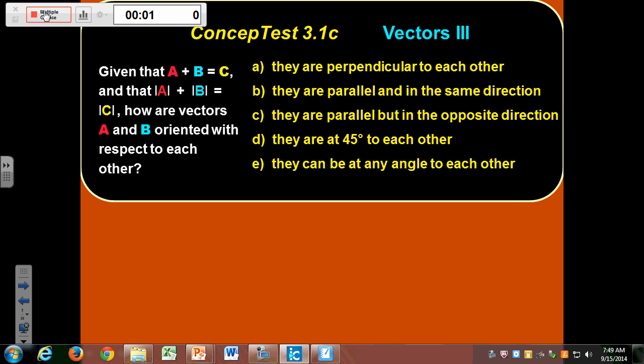Okay, let's try this one. First one's the vector sum. The second is the sum of the magnitudes, or the arithmetic sum. All right, stop at 50.